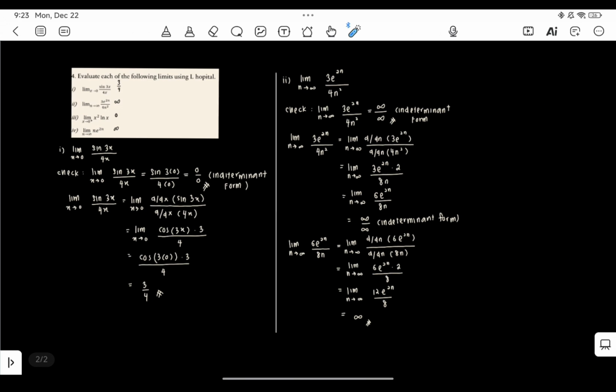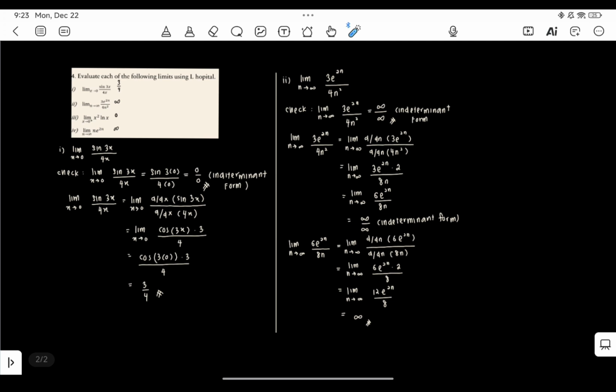For question number 2, the limit as n approaches infinity of 3 to the power of 2n over 4n squared. Same as the first question, we have to check whether it is applicable to use the L'Hopital rule or not. First, I substitute a very large value of n. When n goes to infinity, the numerator becomes infinity and the denominator also becomes infinity. Infinity over infinity, we get an indeterminate form.